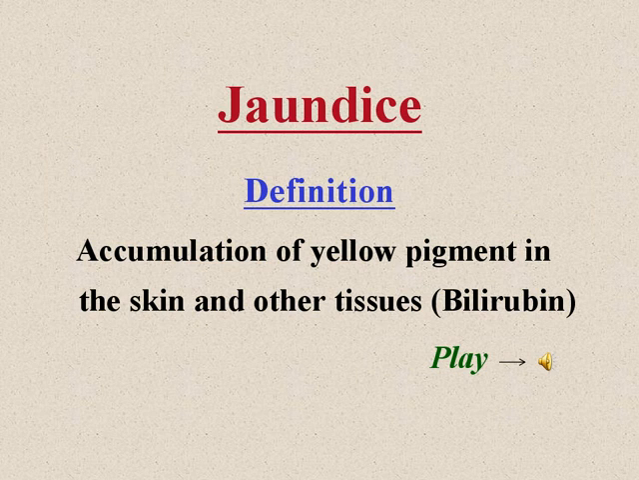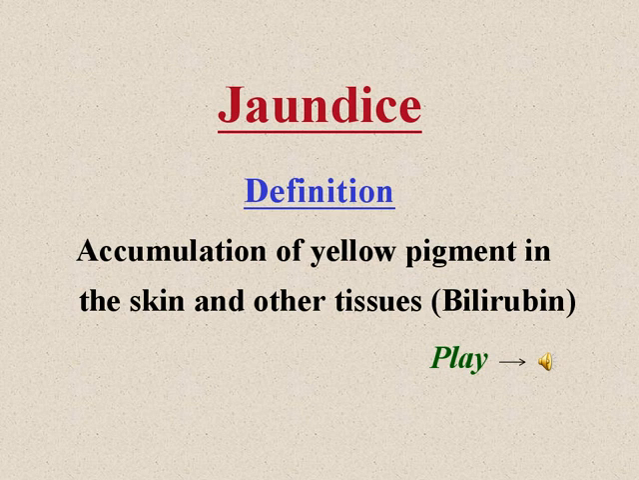Today we will discuss jaundice. We already studied the metabolism of bilirubin, and this bilirubin is the breakdown product of hemoglobin, the catabolic product of hemoglobin. Jaundice is the accumulation of yellow pigment in the skin and the other tissues.